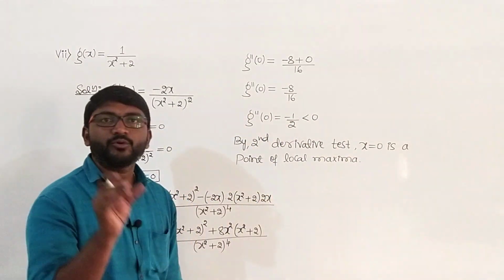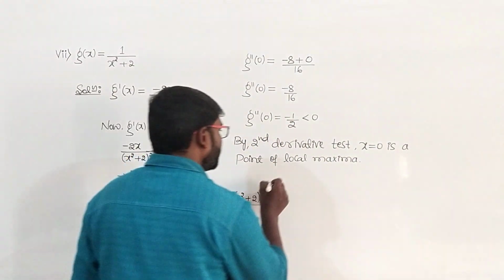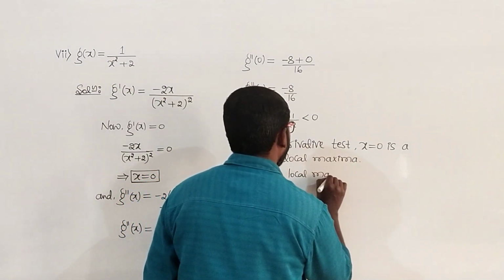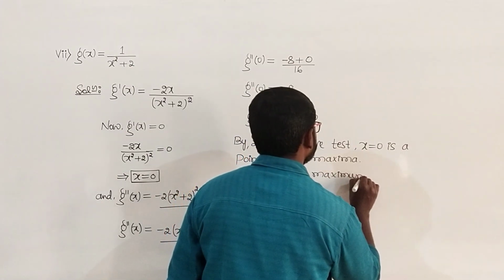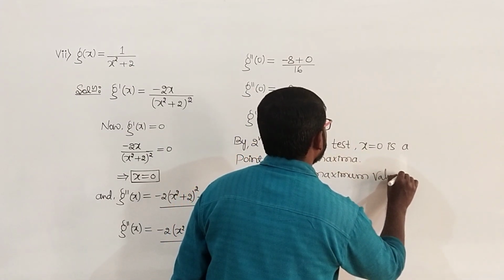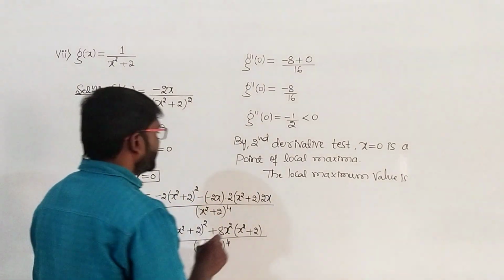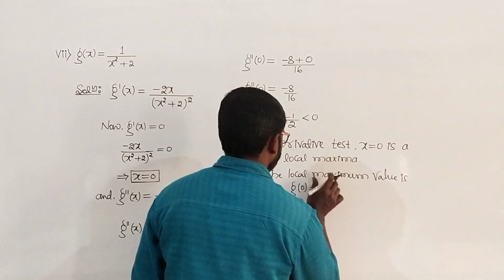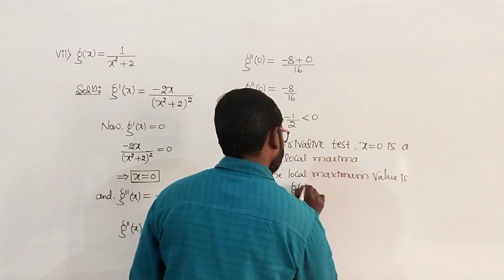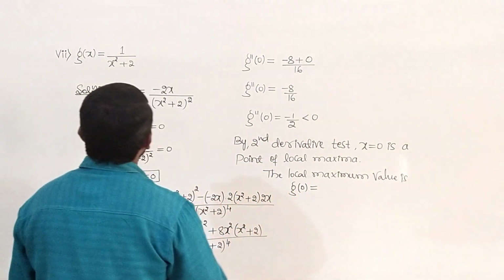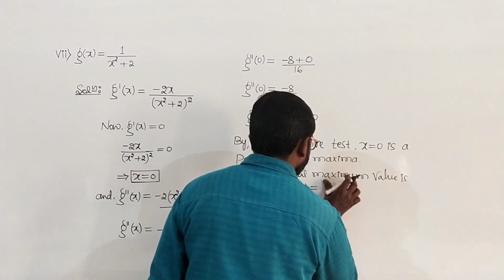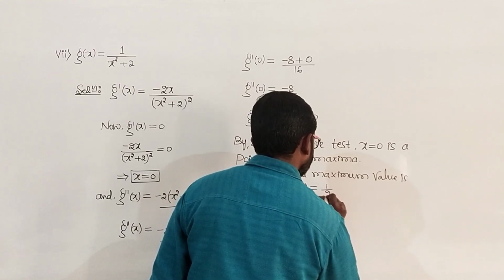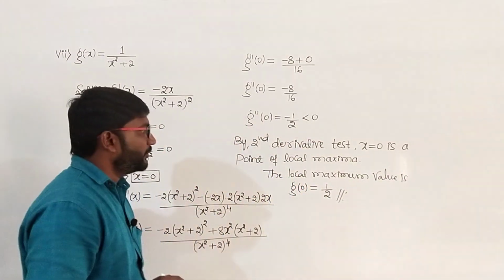And we have to find the local maximum value. The local maximum value is g of 0, which is equal to 1 by 0 plus 2, that will be 1 by 2. So this is the local maximum value.